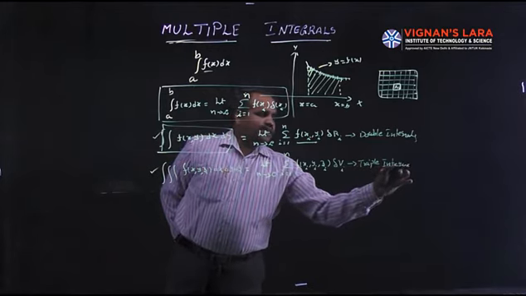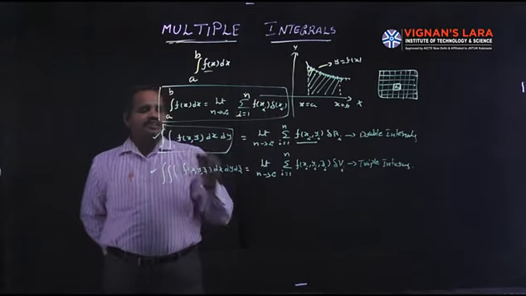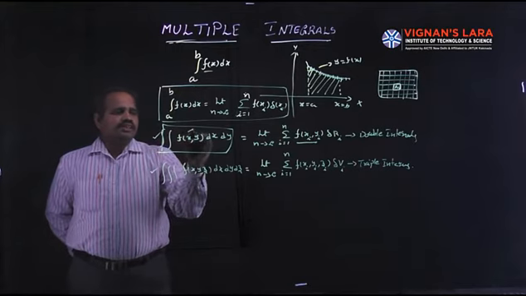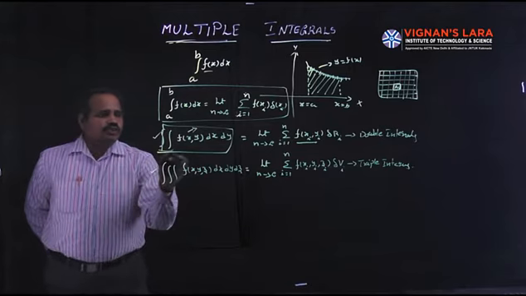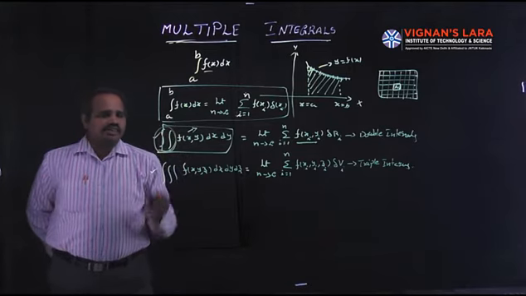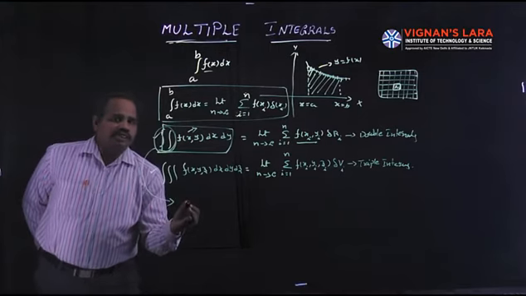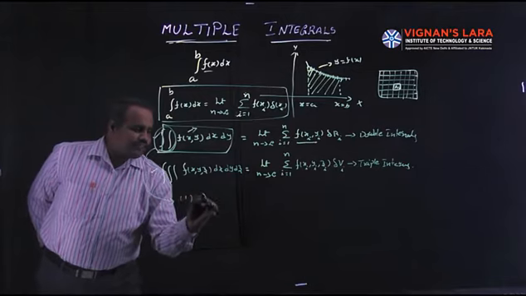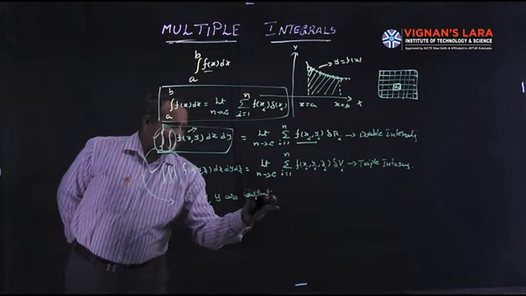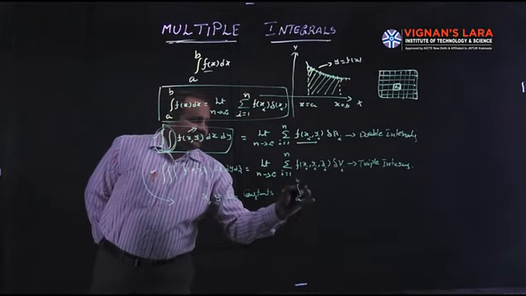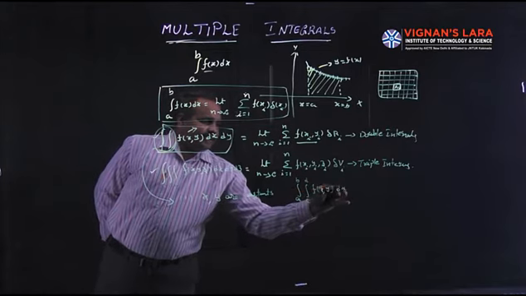Coming to the double integrals, how are we calculating them? The double integral formula is double integral f of x comma y dx dy. The limits may be of three types. In the first part, if x and y have constant limits, the integral is integral a to b, integral c to d, f of x comma y, dx dy.